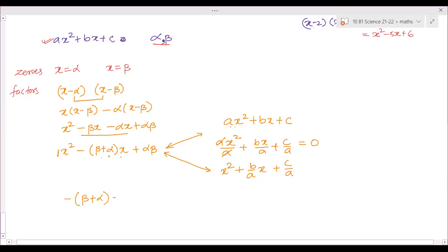What is it equal to? b by a. So I can write alpha plus beta is equal to minus b by a. Minus b by a. Clear?